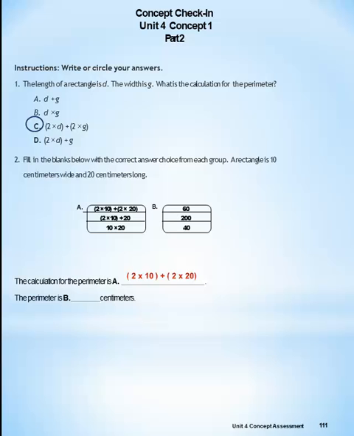Fill in the blank. A rectangle is 10 centimeter wide and 20 centimeter long. So we are going to calculate the perimeter. It means we are going to multiply 2 times 10 plus 2 times 20. The answer will be 60.